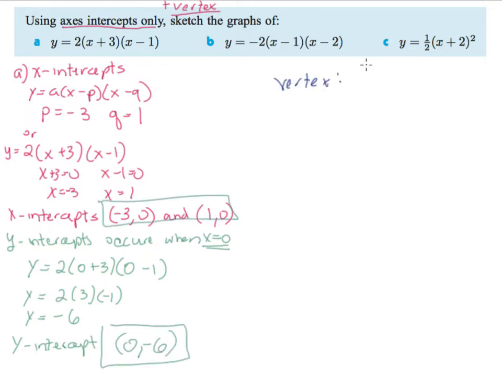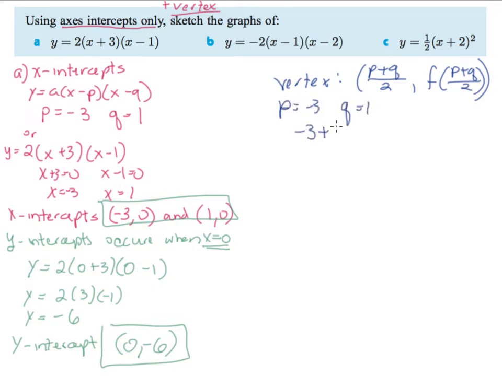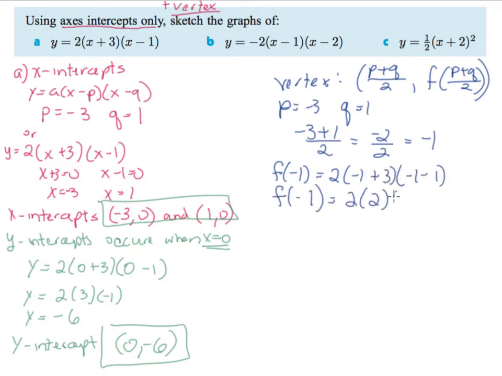Finally, I want you to add this step. I want you to find the vertex. It's halfway between our two x-intercepts. So p is negative 3 and q is negative 1. So I get negative 3 plus negative 1 divided by 2, which gives us negative 2. Then I take f of negative 2 and replace every x in my original equation with negative 2. Simplify down, and I end up with negative 8. So therefore, my vertex is the point (-2, -8).